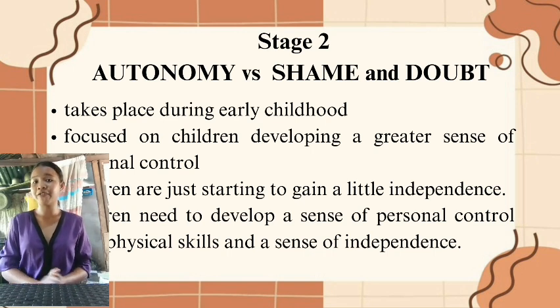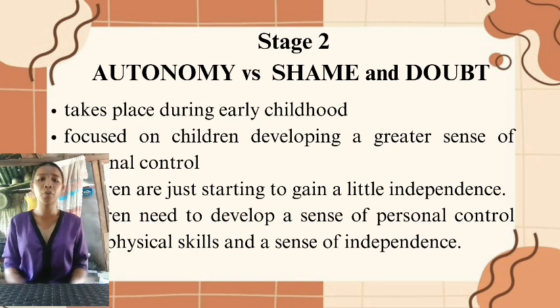Other important events include gaining more control over food choices, toy preferences, and clothing selections. So what are the outcomes? Children who struggle and who are shamed for their accidents may be left without a sense of personal control. Success during this stage of psychosocial development leads to feelings of autonomy. Failure results in feelings of shame and doubt.